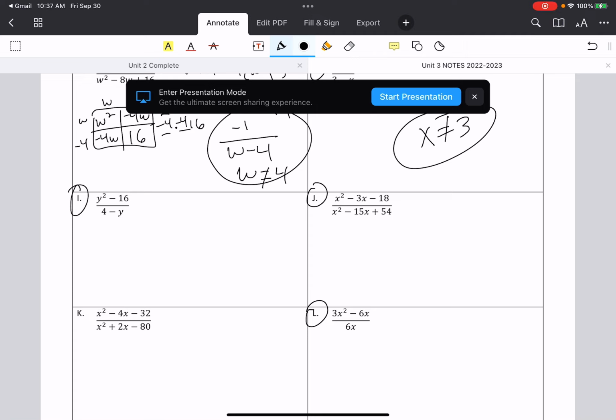Are we doing A? No, K is the same as J. I don't think you need 2 of them. So I, J, and L, okay?